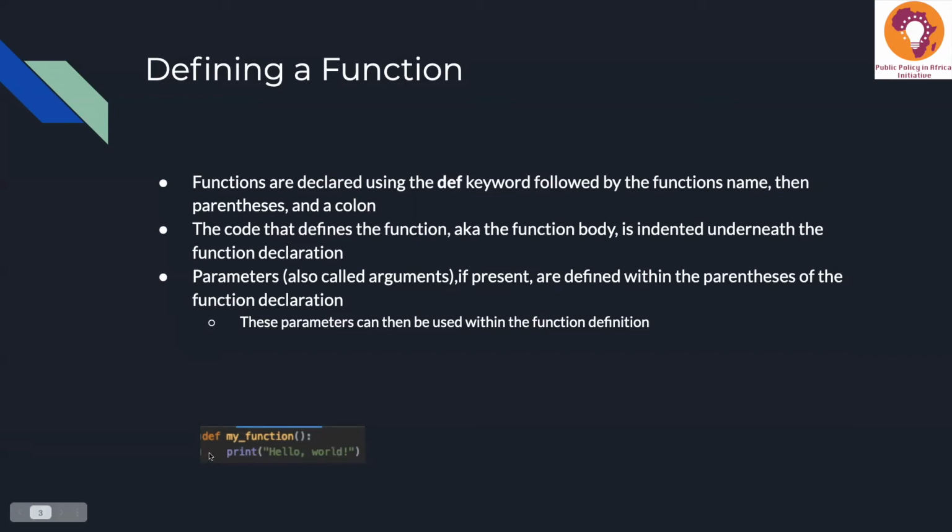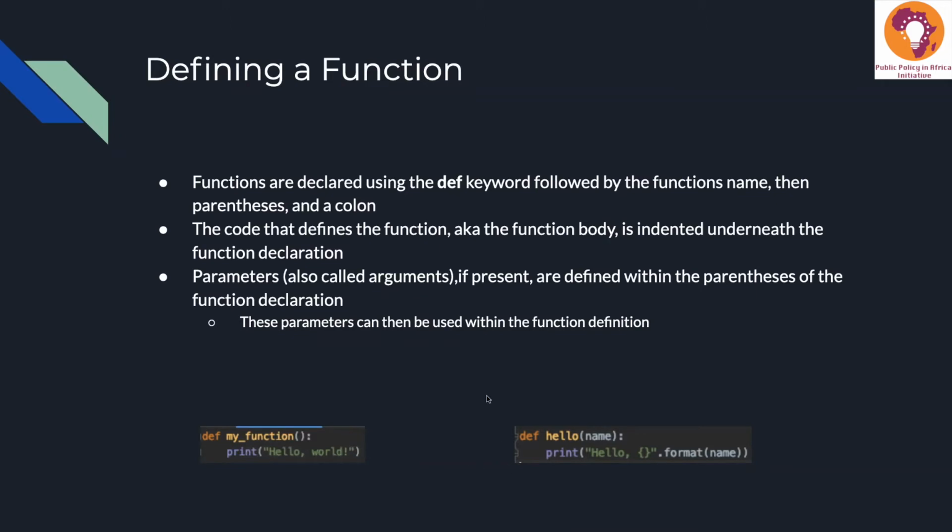Then indented underneath that function definition or declaration, we have the body of the function. In this function, all my function does is, when you call it, it's simply going to print hello world to the console. Right now, all this function will ever do is say hello world. There's nothing special about it. You call it and all it's going to do is print this line of code right here.